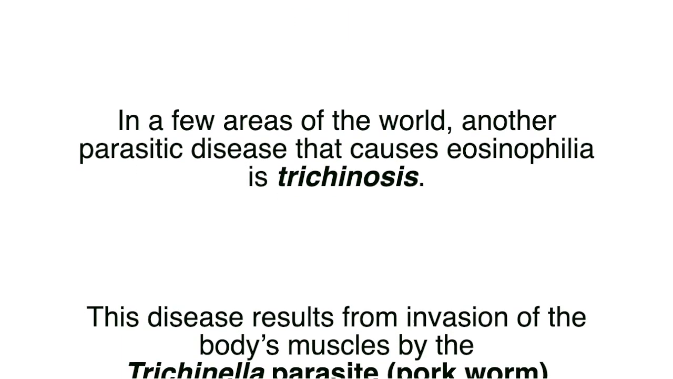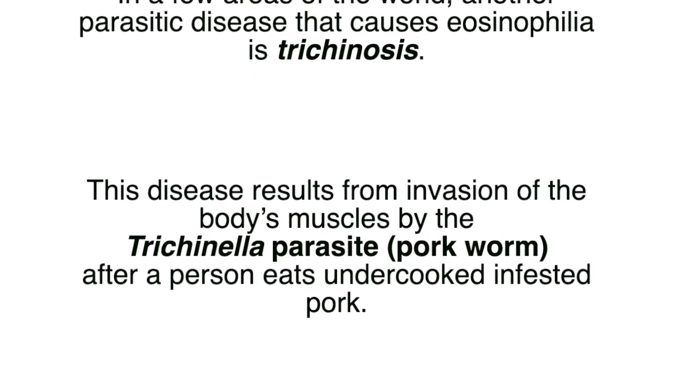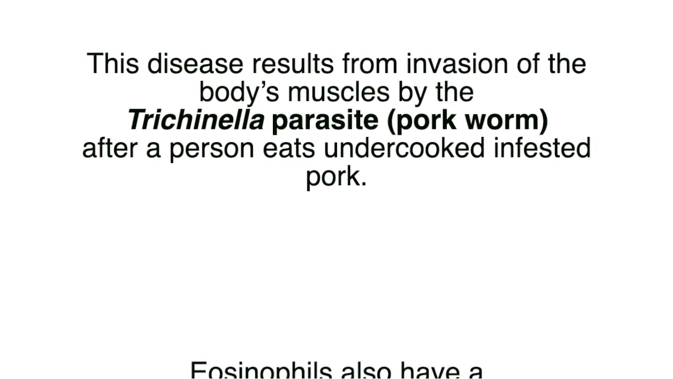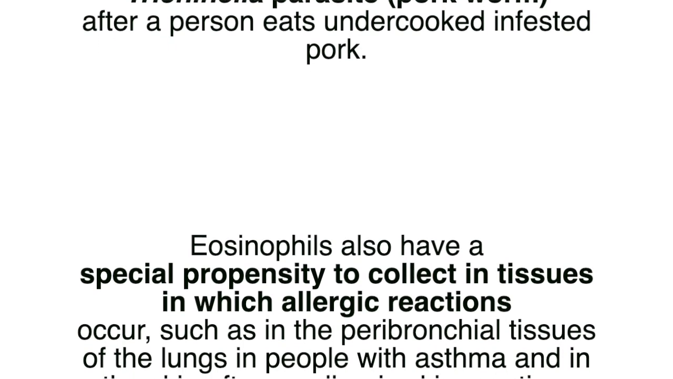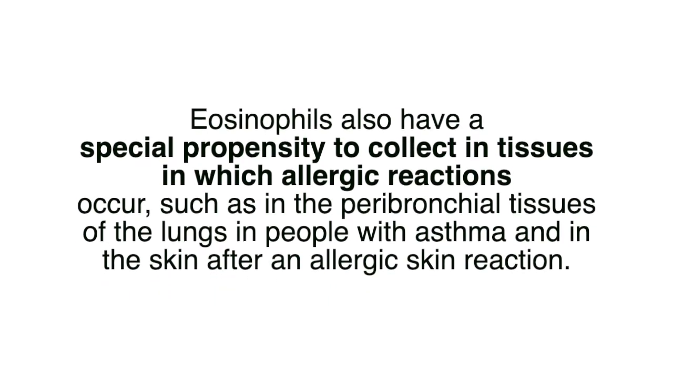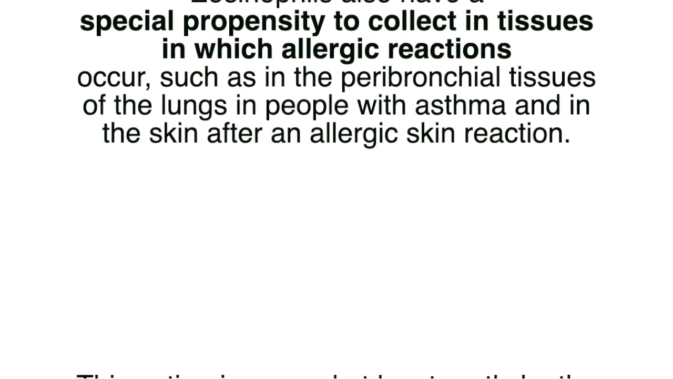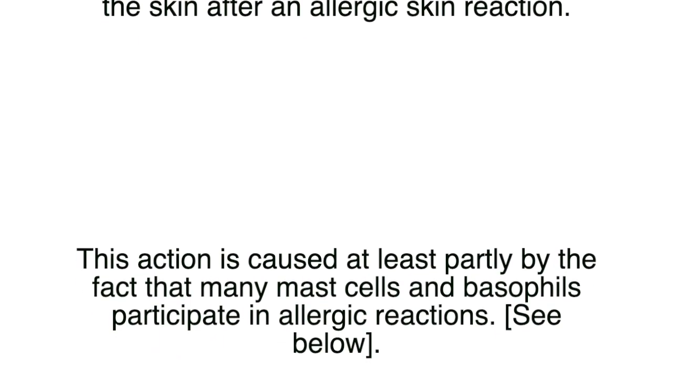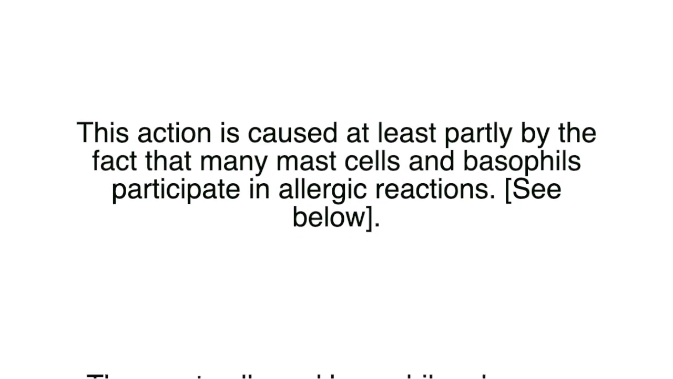In a few areas of the world, another parasitic disease that causes eosinophilia is trichinosis. This disease results from invasion of the body's muscles by the trichinella parasite, pork worm, after a person eats undercooked infested pork. Eosinophils also have a special propensity to collect in tissues in which allergic reactions occur, such as in the peribronchial tissues of the lungs in people with asthma and in the skin after an allergic skin reaction.